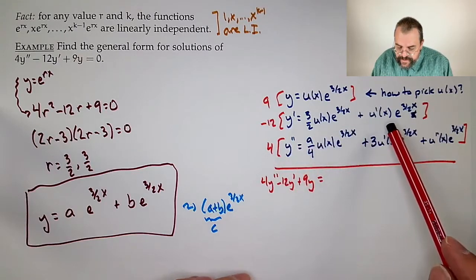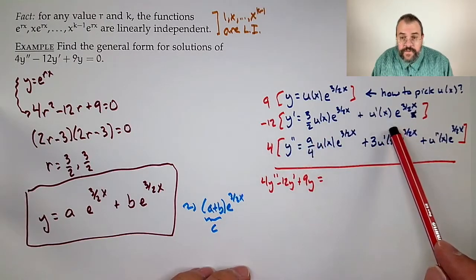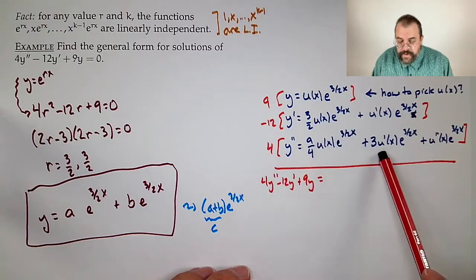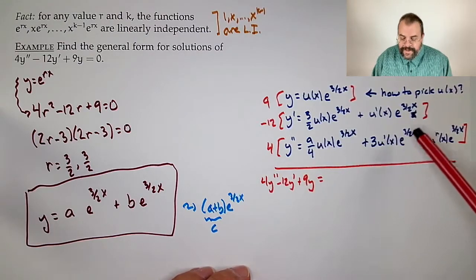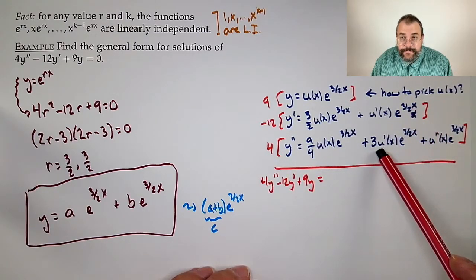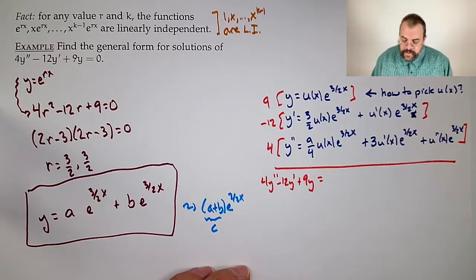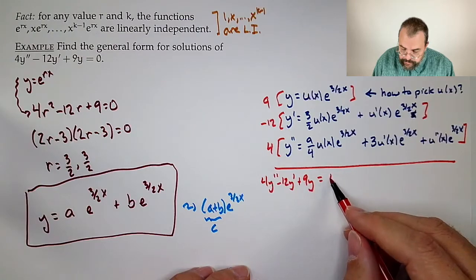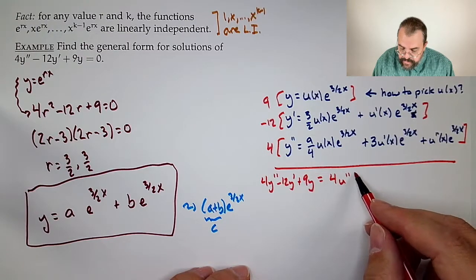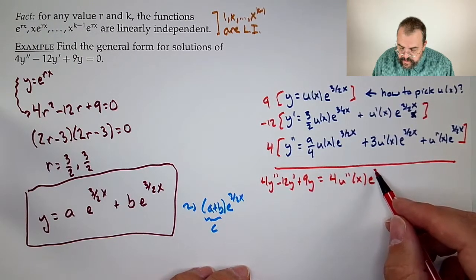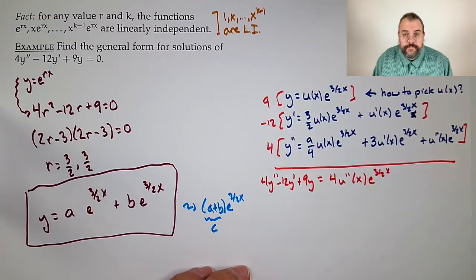Okay, now let's go to the next term. We'd have minus 12 here. 4 times 3 makes plus 12. So when we put them together, they cancel. And here, for the u double prime, well, it's just one of them. So we end up with 4 u double prime of x, e to the 3/2 x.